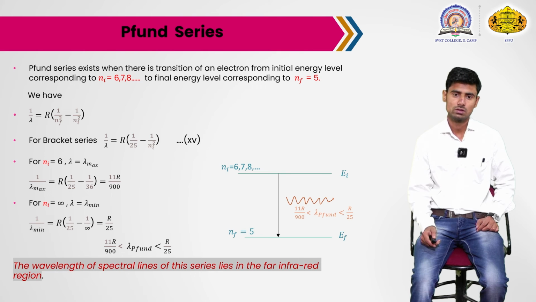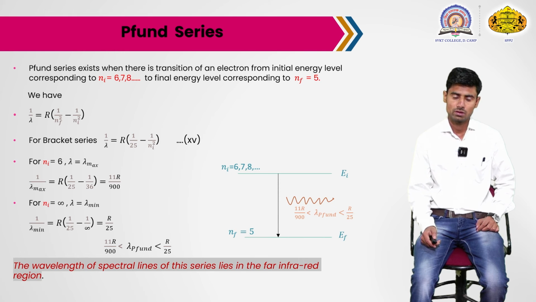So whenever an electron jumps from a higher energy level to the lower energy level, which has the n value as 5, we will get a Pfund series in the hydrogen atom spectrum. By using the equation for wave number, I can substitute Nf equals 5 for the Pfund series, and we will get 1 by lambda equals R times (1 by 25 minus 1 by Ni square). So this equation 15 is the equation for wave number for the Pfund series.